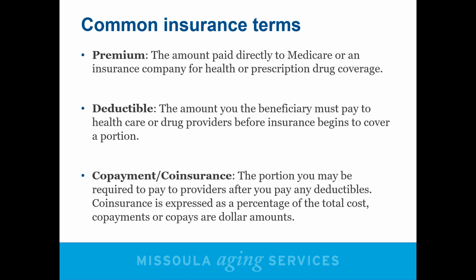Finally, the other important insurance term you'll hear over and over is copayment or coinsurance. And when we say that, we're generally going to mean the portion that you, the beneficiary, are required to pay providers after you pay the deductibles. So after you've met that deductible and insurance is kicking in, you usually are still going to be on the hook for a portion. And the difference between coinsurance and copayment is that coinsurance is a percentage and copayments are dollar amounts. So you'll hear about 20% coinsurance percentage, or maybe a $5 copay.